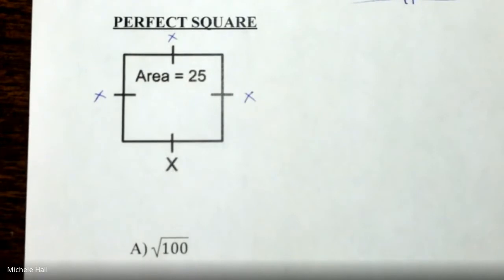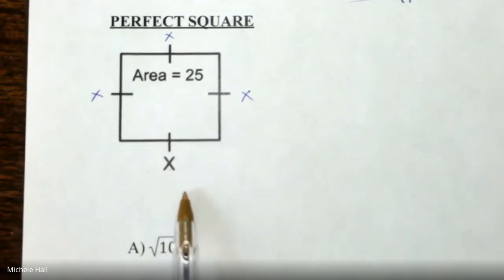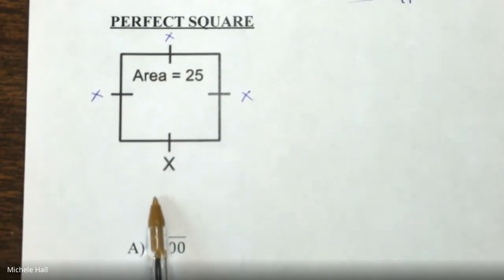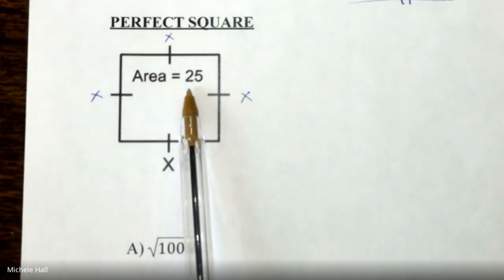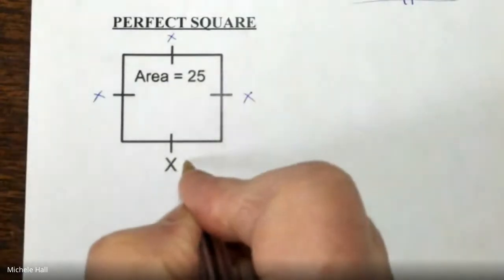The area of the square is 25. So how much would X be then? X is going to be 5 because we know to find the area of a square, it's side times side. 5 times 5 would give me my 25. So I know that X equals 5.